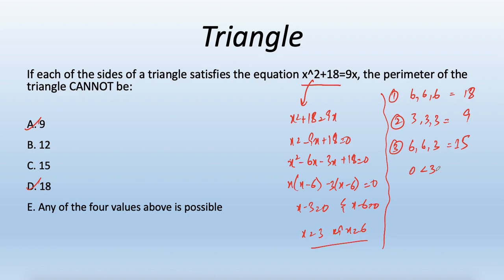6 minus 6, which is 0, and 6 plus 6 is 12, possible. If I consider 6 as a side, the difference of the other two is 3 and the sum is 9, possible. So based on the triangle inequality, this 15 is also possible.